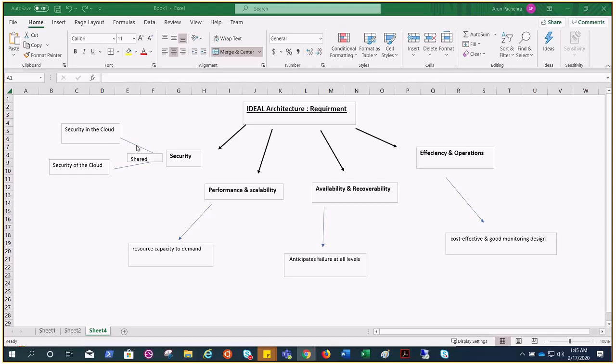Now here comes your responsibility, the one who is creating the infrastructure inside the cloud. Okay, that means security in the cloud. What do you create inside the cloud? You create your VM, you create your databases, you create your virtual network. So security of your data, security of your VM, security of your credentials, security of all kinds of infrastructure that you have created inside the cloud is your responsibility.